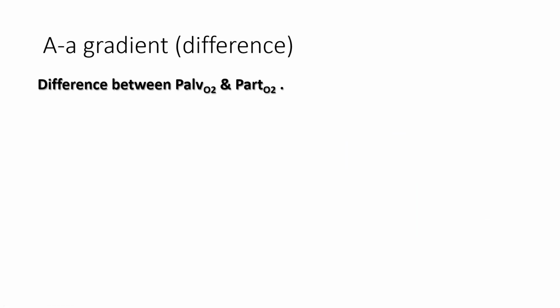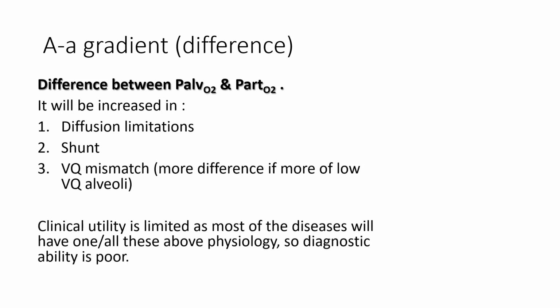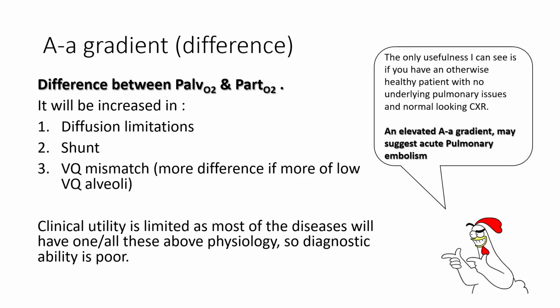AA gradient or AA difference is the difference between P alveolar O2 and P arterial O2. This can be useful in certain circumstances. P alveolar O2 is calculated from the alveolar gas equation, while P arterial O2 is measured from the arterial blood gas. The clinical utility of this is limited because it is increased in multiple conditions such as diffusion limitation, shunt and VQ mismatch. However, in a young healthy patient with no underlying pulmonary issues and a normal looking chest x-ray, an elevated AA gradient may suggest acute pulmonary embolism.